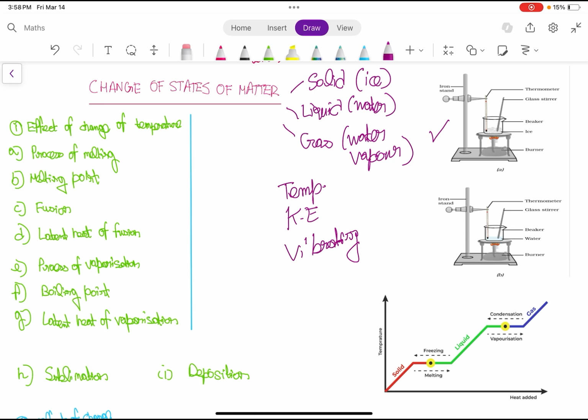Now, what is the melting point? The minimum temperature at which a solid melts to become a liquid at atmospheric pressure is called its melting point. The melting point of a solid is an indication of the strength of the force of attraction between its particles.